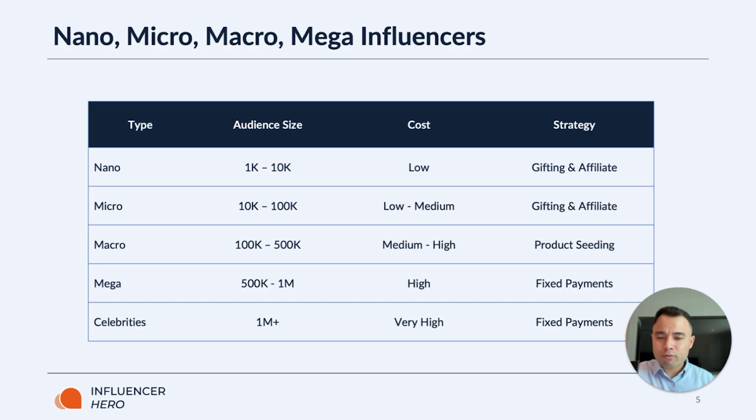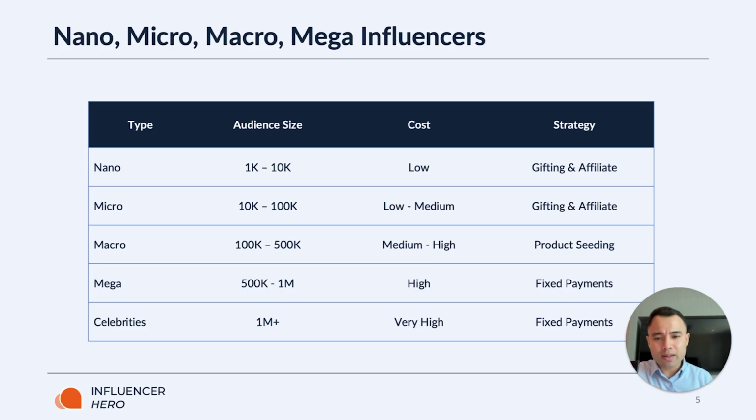Then we have mega influencers, right? $500,000 to 1 million. Now here it becomes almost impossible to work on the affiliate and gifting capacity. Not impossible. We had some cases where we were able to work with them, but here typically larger agencies are involved. The influencers get a lot of attention, so larger budgets will be allocated here, and it becomes more difficult, right? So fixed payments will be the strategy here.